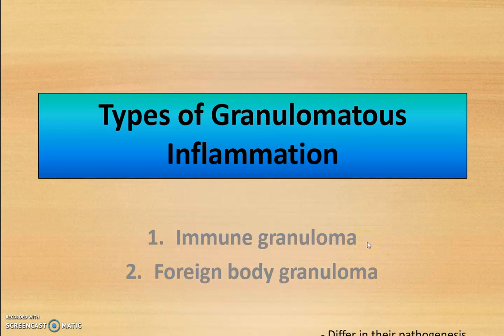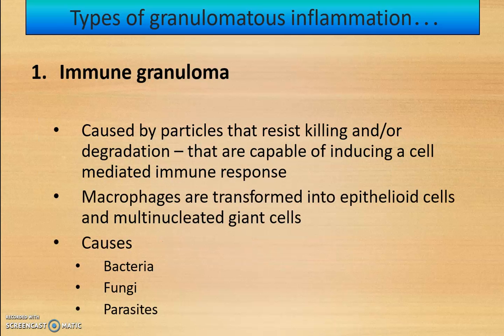Okay, so what are the types of granulomatous inflammation? There are two types. One is the immune granuloma, and the other one is the foreign body granuloma. So these two types differ in their pathogenesis. Okay, immune granuloma is caused by particles that resist killing and/or degradation that are capable of inducing a cell-mediated immune response.